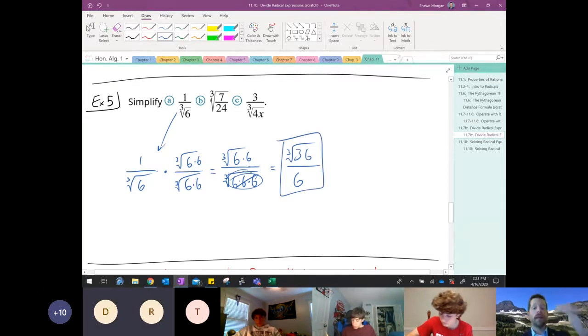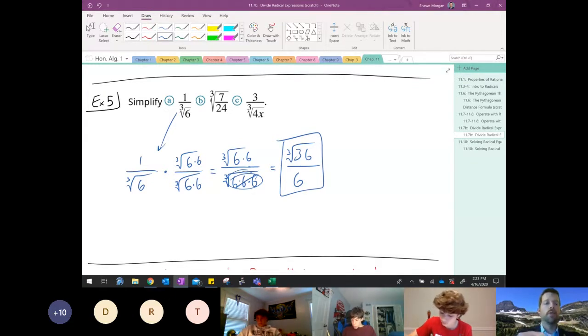Okay, so that's a trick. That's a little curveball we throw at you, right? To where you're rationalizing a cube root. Okay, forget these other two examples. Let's do another cube root one.